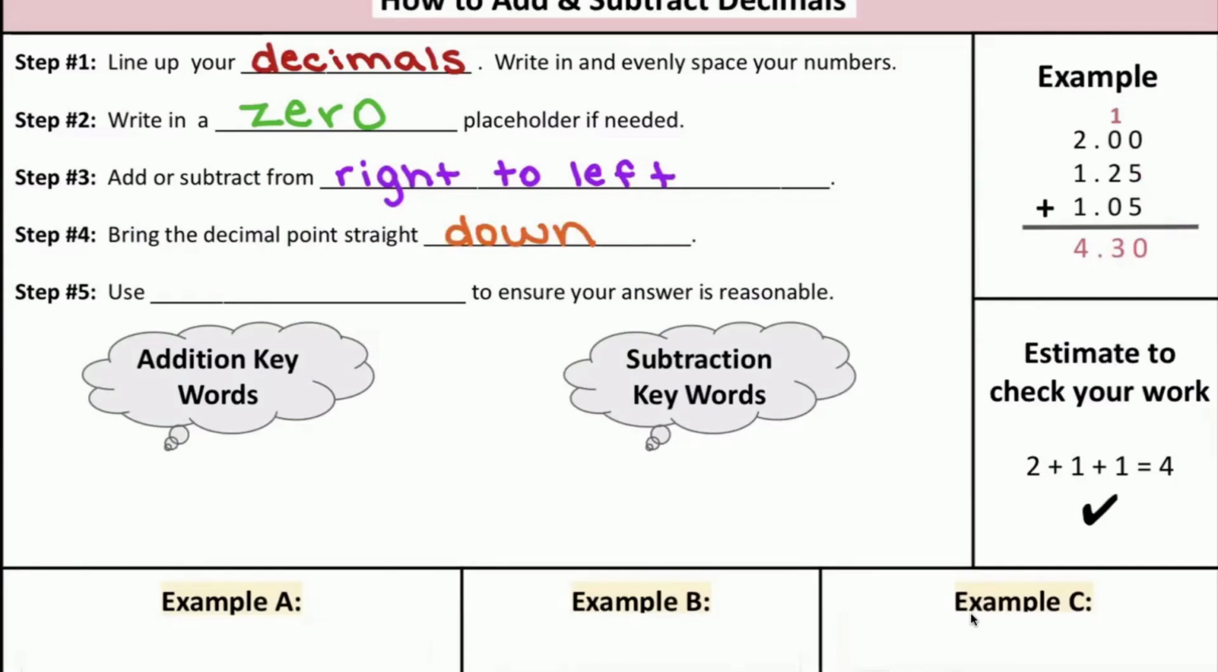And lastly, step 5 is to use estimation to ensure your answer is reasonable. So in this example right here, we had 2 plus 1.25 plus 1.05, and I rounded each number to the nearest whole number. So I got 2 plus 1 plus 1, which is 4. That's an easier problem. And because my sum or my answer was 4.30, that tells me I'm on the right track. If I estimated and I got 400 as my original answer, that would be a red flag and let me know I need to go back and check my work.